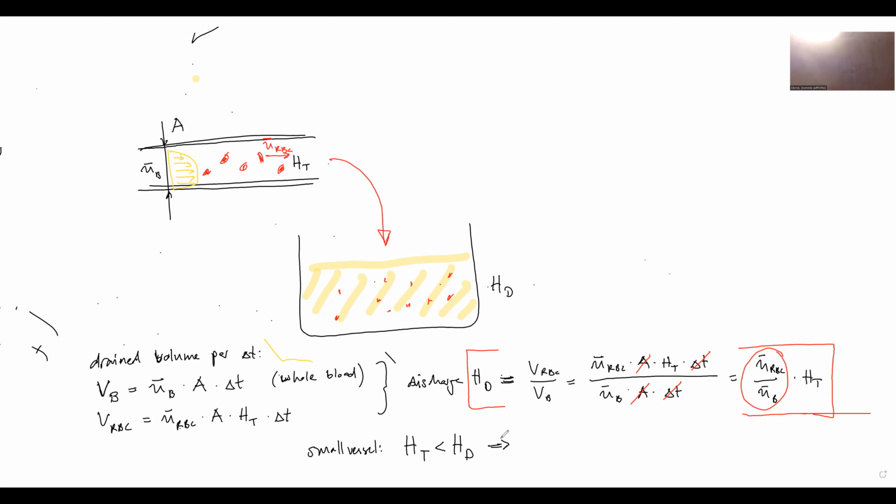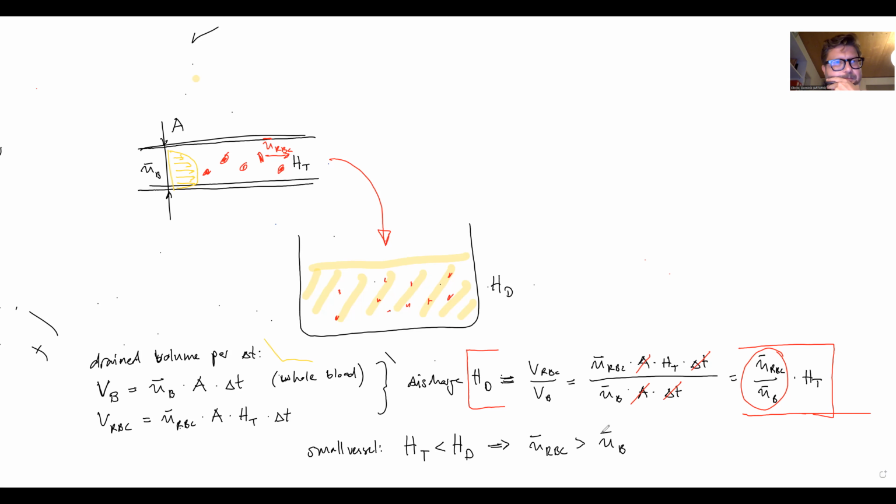This immediately means, from this formula we have here, that this ratio URBC over UB must be larger than 1. Or in other words, URBC must be larger than UB. Okay. What do we do with it? We have found that the red blood cell velocity, the average velocity of red blood cells, must be faster than the average velocity of blood.